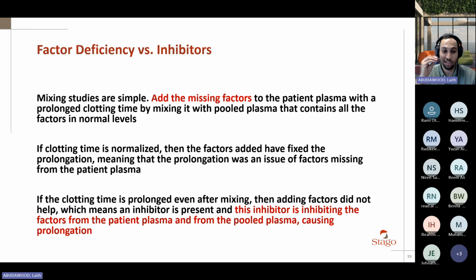So the mixing study just tells you a factor is missing or an inhibitor exists. Which factor is missing? We cannot know from the mixing study. Which inhibitor it is? We cannot know from the mixing study. It's not possible. You have to run further investigations.